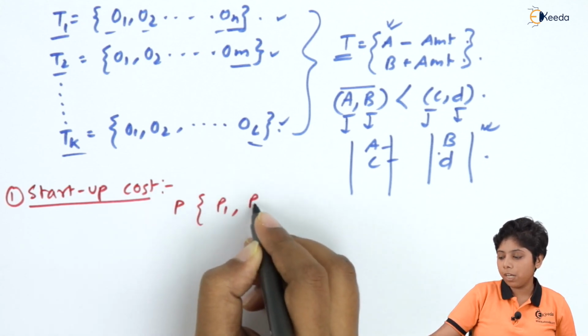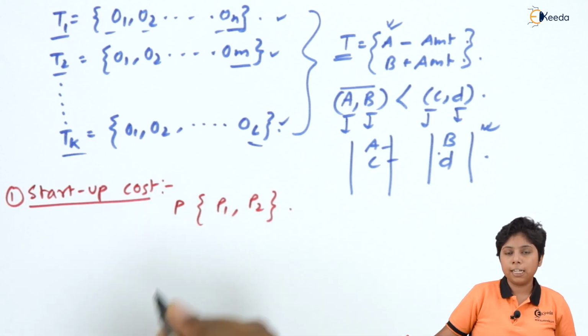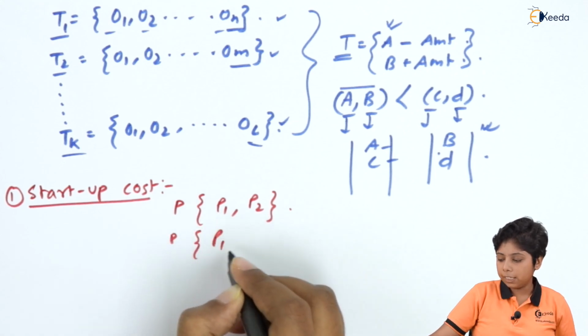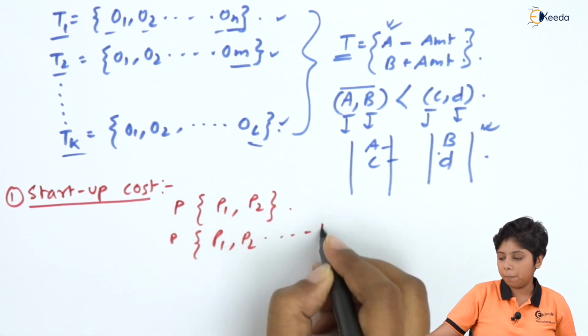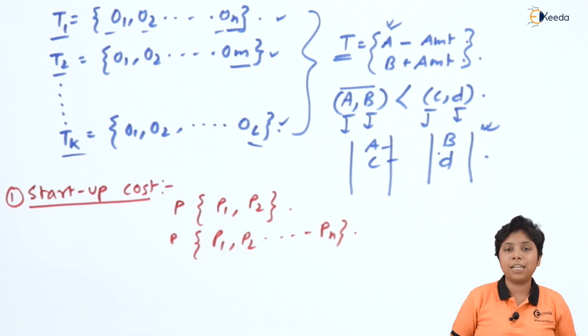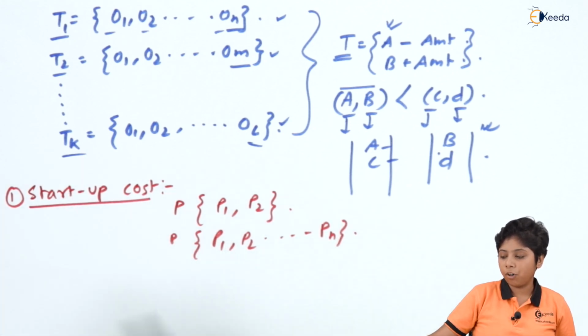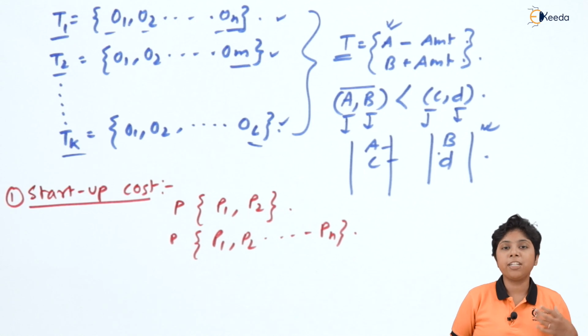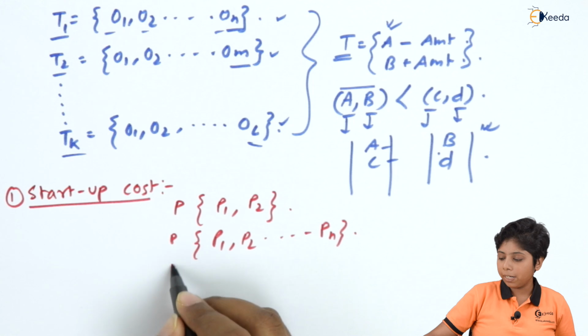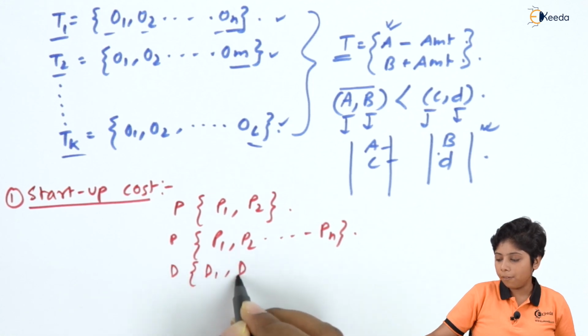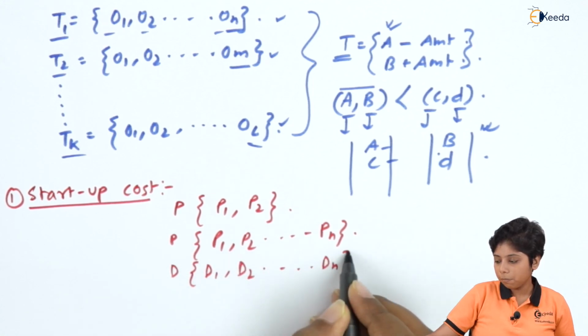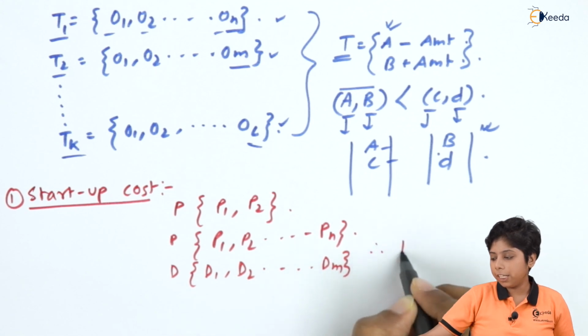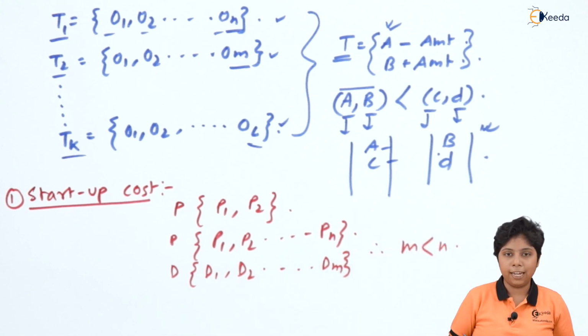Suppose first we have P1 and P2 processors, now we need to have P that consists of P1, P2 and Pn number of processors. So there is a large startup cost for having the processors. Now if the database size increases with the growth of demand on the database, again we need to increase the number of disks. That means my disk system will consist of more disks, with the relation that m is less than n.